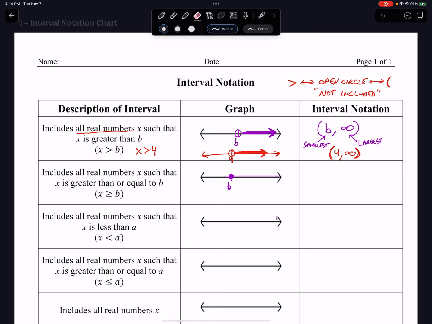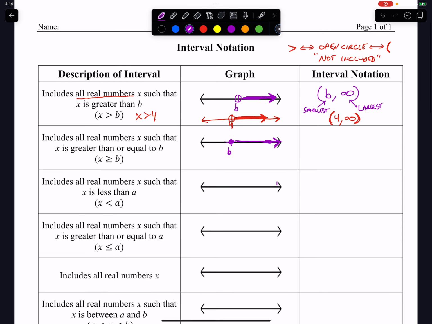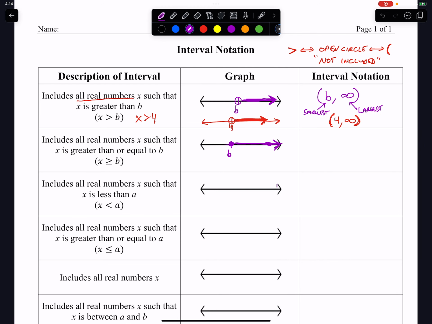And then I'm going to color in all the numbers larger than it. In interval notation, we're going to say starting at b, that's the smallest number, and then I'm going to end at infinity. That's my largest number. Notice I used a different parenthesis. I used what we would call a bracket.